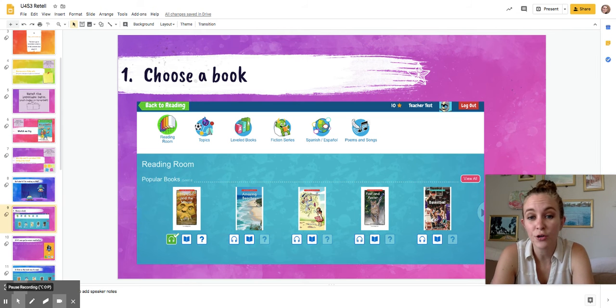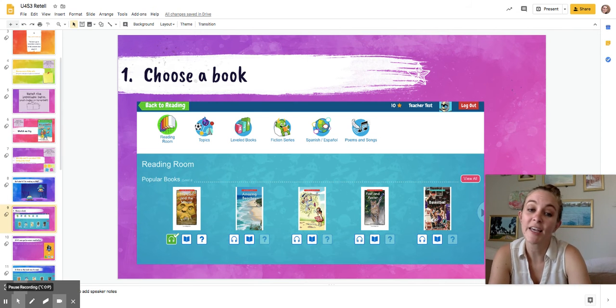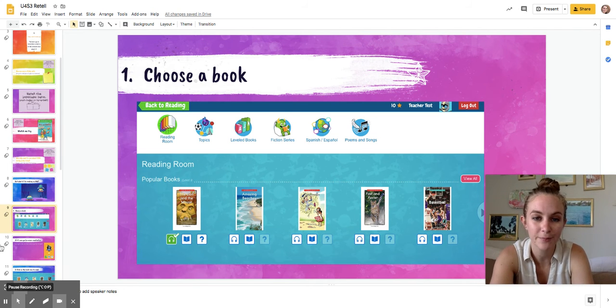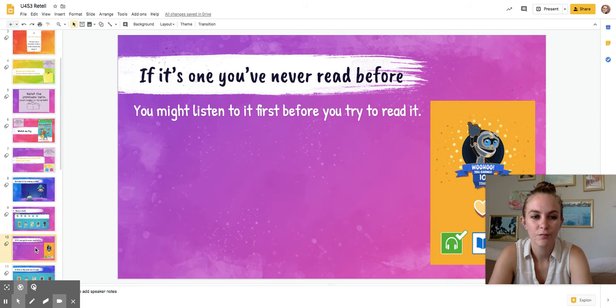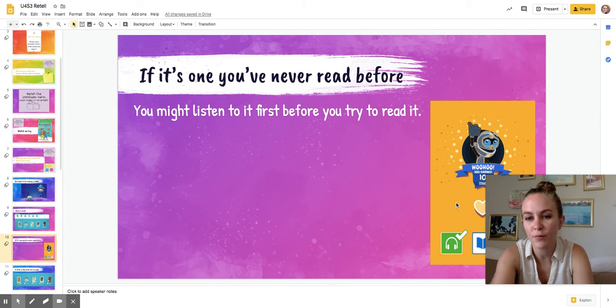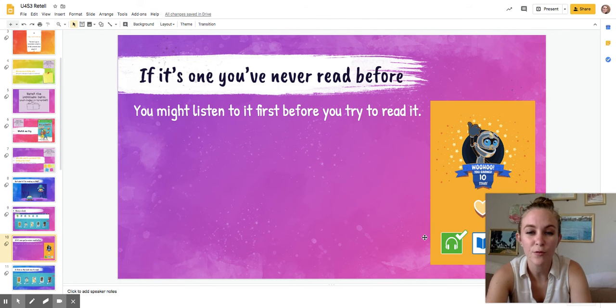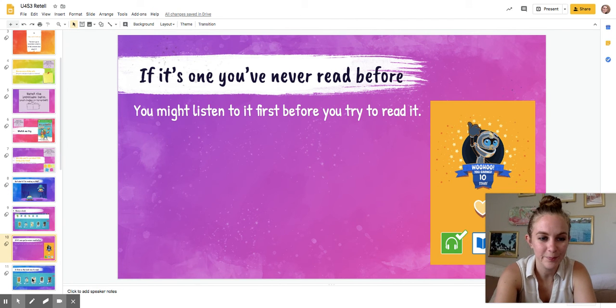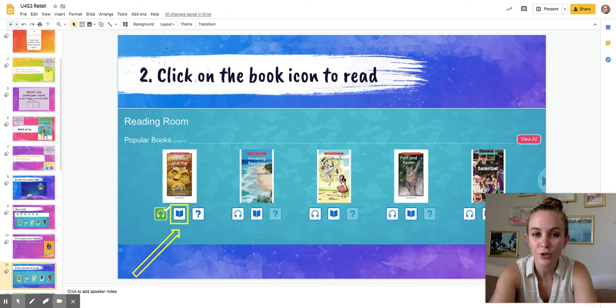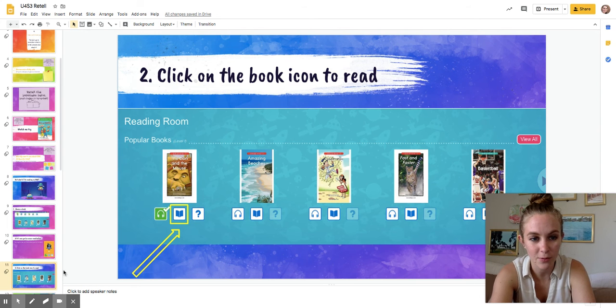Okay, the first thing that you're going to do is go to Raz Kids and choose a book to read. If it's a story that you've never read before, you might want to listen to it first so that you hear all those tricky words before you try and read it. Next, you're going to click on the book icon to read the story yourself on your own time. And that's highlighted in yellow.